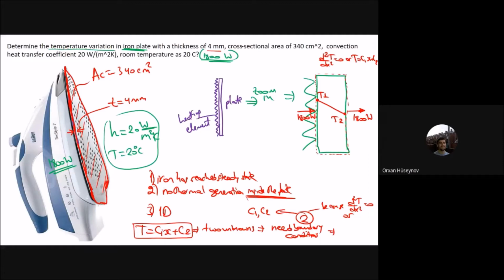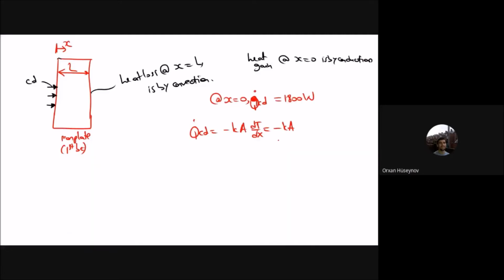So you can see here, the derivative of T with respect to x will be just C1. This should be calculated at x equals 0. But you can see that the final result, which is C1, is independent of the x direction. Therefore, no need to put x equals 0 here, because C1 is constant and independent of the direction of x. And this one at x equals 0 should be equal to 1800 watts. And you can just replace the values here.